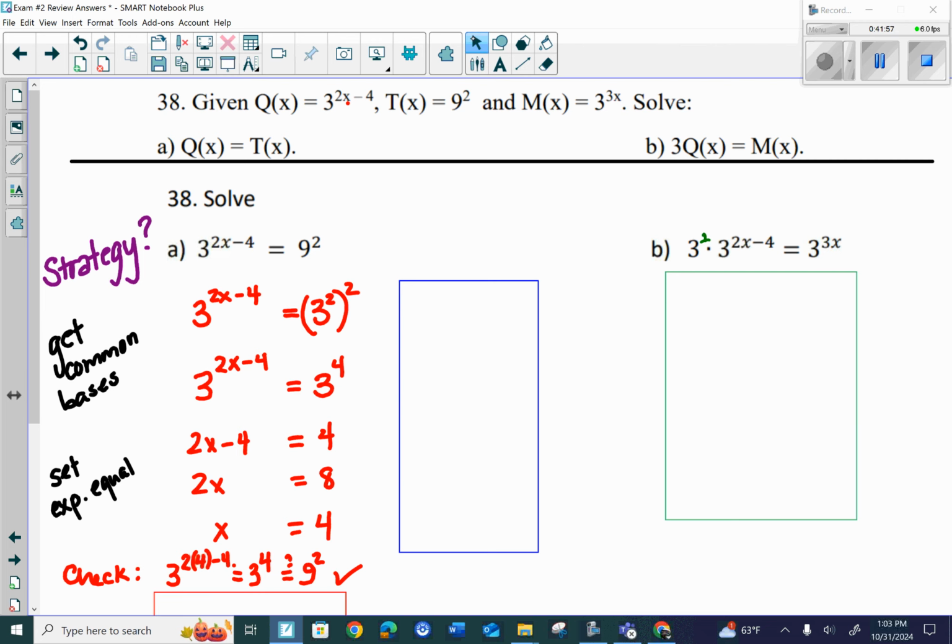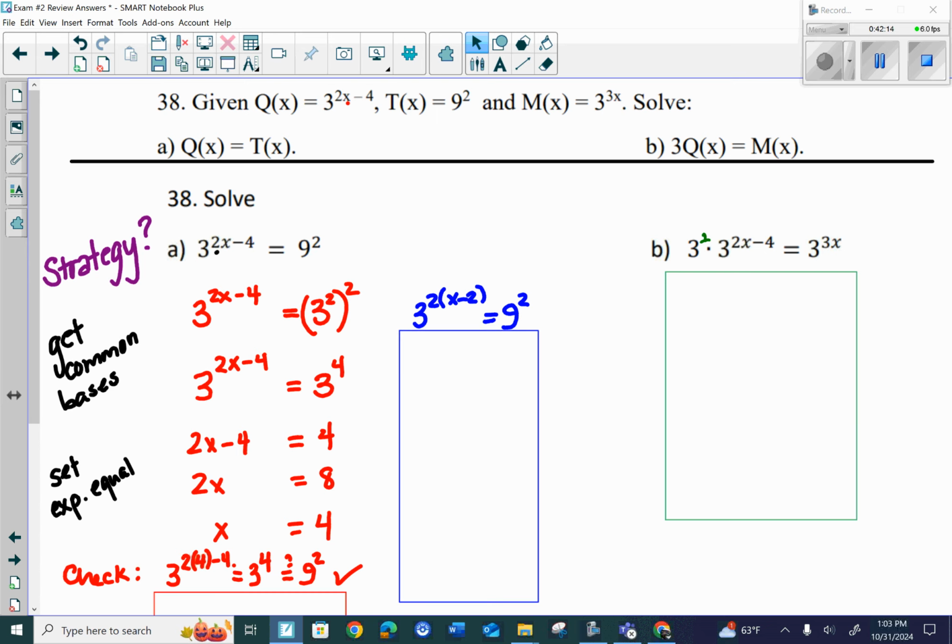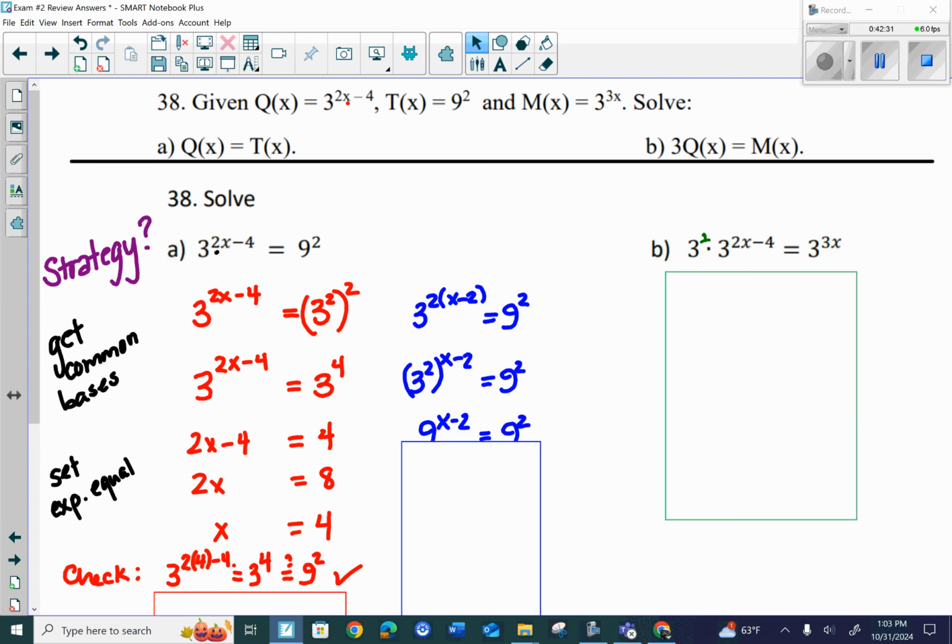I do have a second method. Because there's a 2 sitting right here in this exponent, you could have chosen to rewrite both with a base of 9 in this particular case. So if I factored out a 2 from that first exponent, I get 3 to the 2 times x minus 2, then I could say that's the same as 3 squared to the x minus 2. I'm working to get both bases to be 9 instead of 3 in this alternate solution method. So then I have 9 to the x minus 2 equals 9 squared. Then I set both exponents equal. x minus 2 equals 2. So x is equal to 4. Either way you do it, you should get the same thing. Okay?